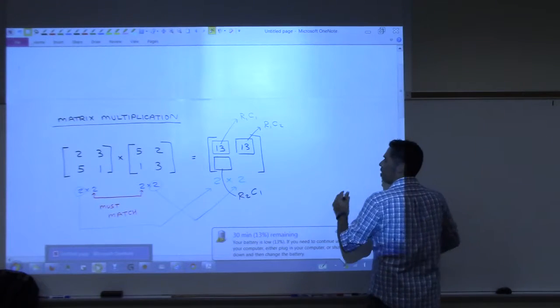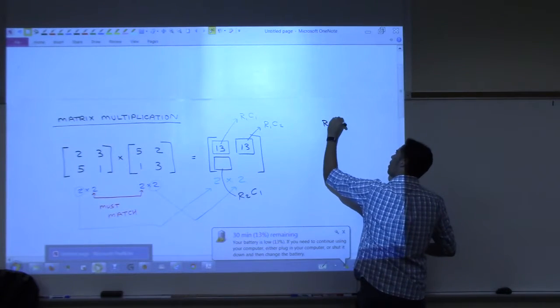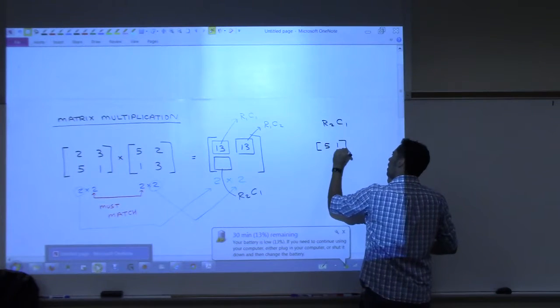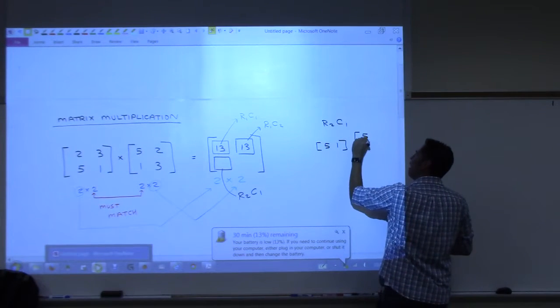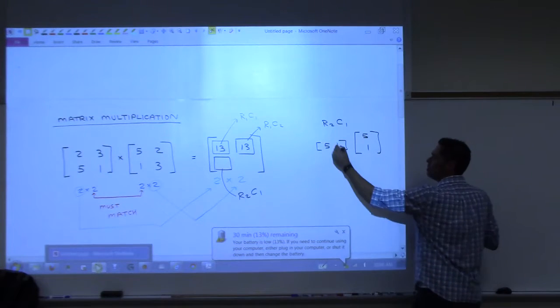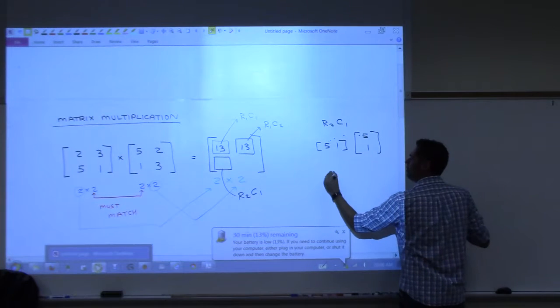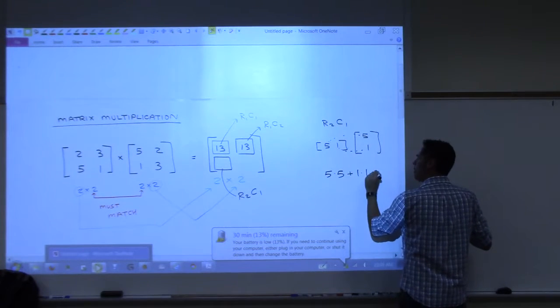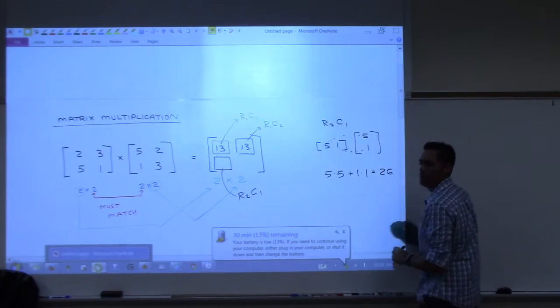So now I'm doing row 2, column 1. So I write down row 2, that's 5, 1. And I write down column 1, which is 5, 1 again, right? And when I do this multiplication, 5 times 5 plus 1 times 1, so 26. This is this one.